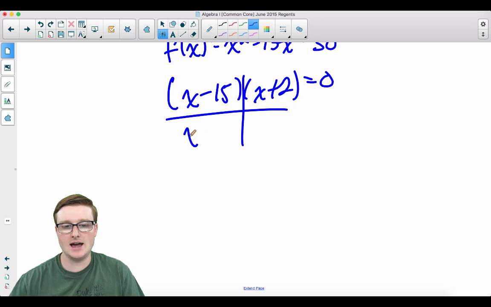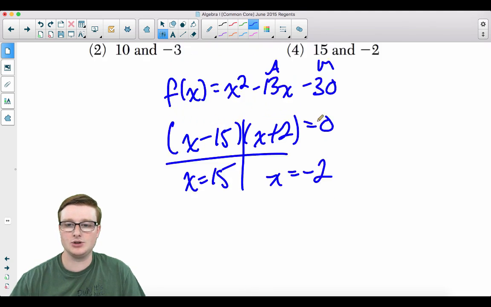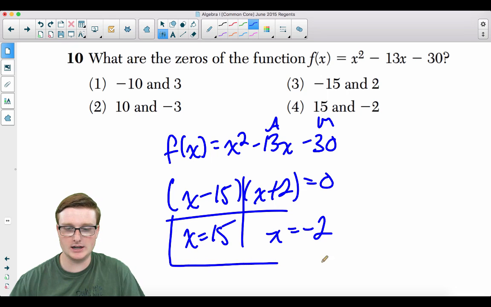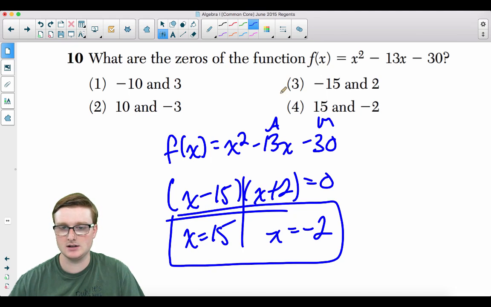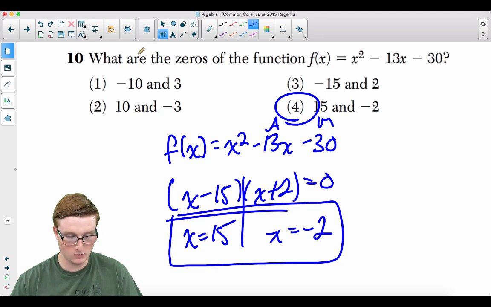You're going to T-bar it. x is equal to 15. x is equal to negative 2. Those are your zeros. You are done. 15 and negative 2, is that there? Yes, it is, choice 4. All right, we are done with that question.